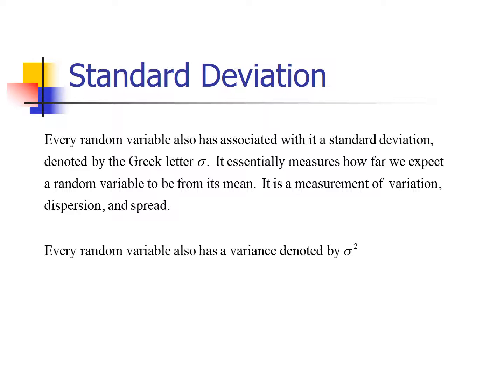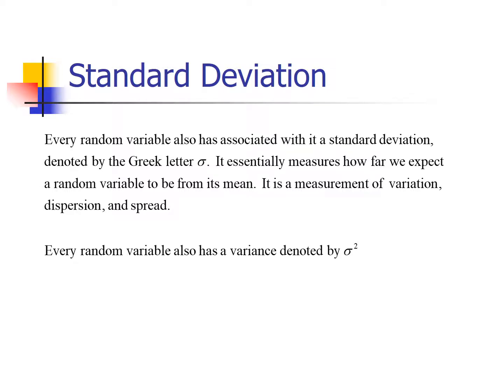Now, just to conclude, every random variable also has an associated standard deviation. We denote this with the Greek letter sigma. It's essentially a numeric measurement of how far we expect a random variable to be from its mean. It's a measurement of variation, dispersion, or spread. Sigma is never negative, it's always non-negative. It's only 0 if the random variable takes one value with 100% probability. So generally it's positive in any non-degenerate, interesting situation.